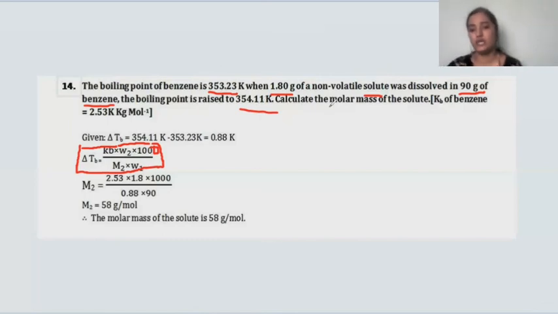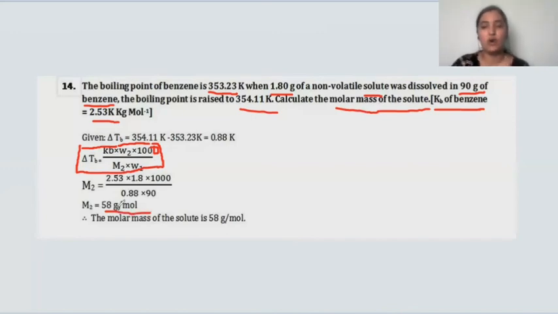It has been raised to 354.11 Kelvin. So they are asking you to calculate the molar mass of the solute, and they have provided you with the ebullioscopic constant of benzene. It is found to be 2.53 Kelvin kg per mole. If we substitute the given data in the formula delta TB is equal to Kb into W2 into 1000 divided by M2 into W1, and find out the molecular mass of the solute, it is found to be 58 gram per mole.